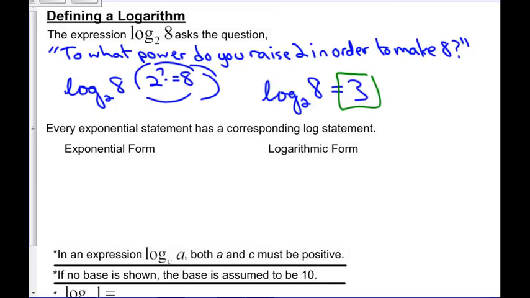That means whenever we have an exponential statement, we can convert it to a corresponding log statement. So let's take a look at what we're well familiar with, the exponential form. Something like this, 2 to the power of 3 equals 8. This has certain features. It has a 2, which we call a base. It has the 3, which is the exponent or power. And it has this 8, which we could call the answer or the result.